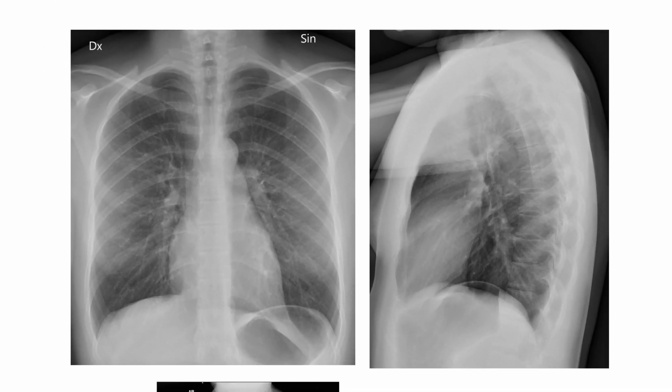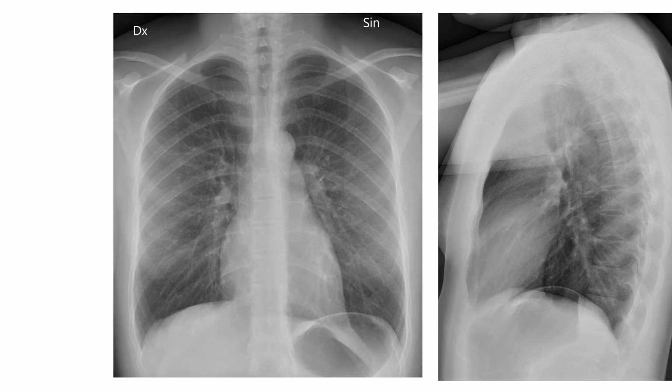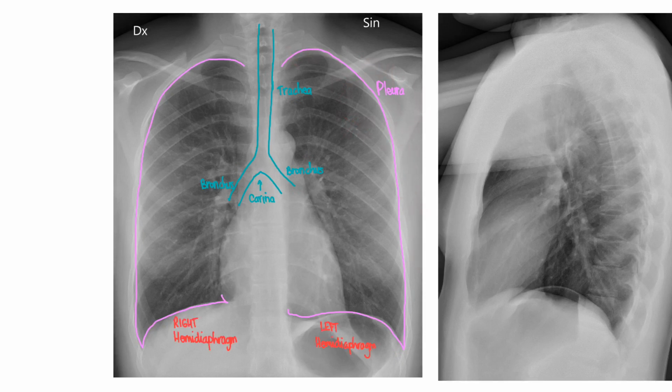So let's go through all the parts first here in this PA view. What we got here is the trachea and the 2 bronchi and the carina. And here I've outlined the pleura, which is the lining of the lungs. And here we got the right and the left hemidiaphragm. And you'll notice that the right hemidiaphragm is higher than the left. And I like to think that's because the liver is pushing up on that right hemidiaphragm. At least that's how I remember it.